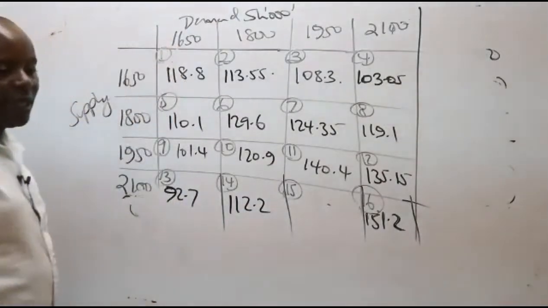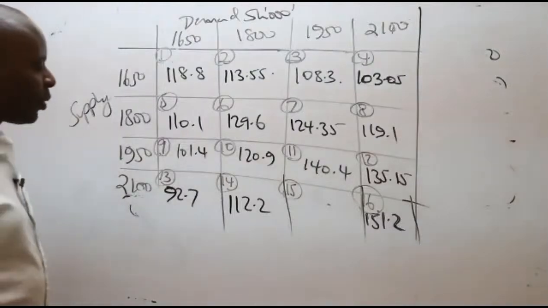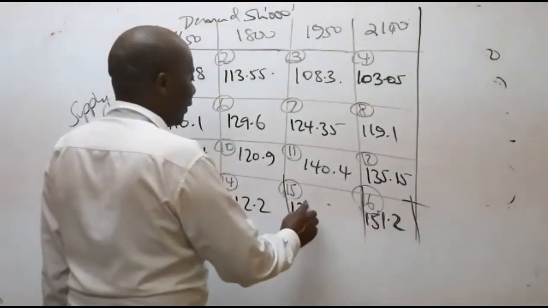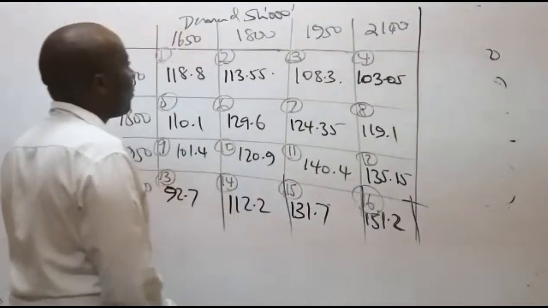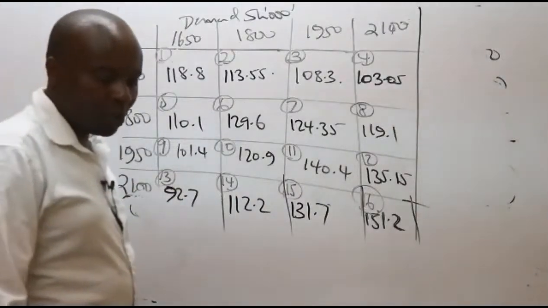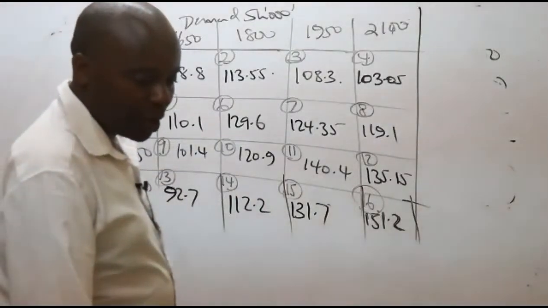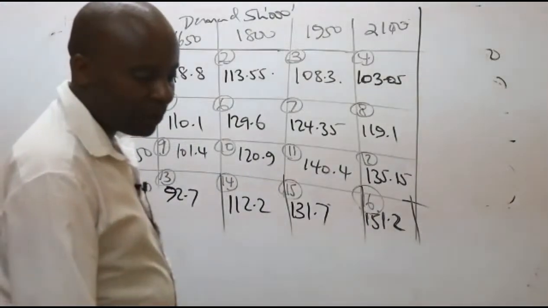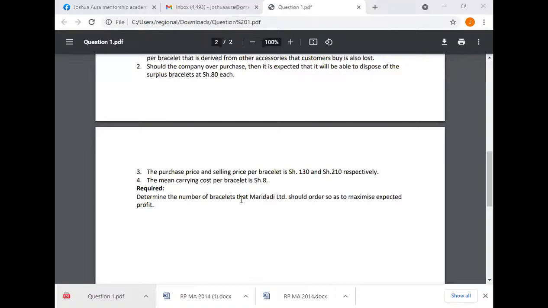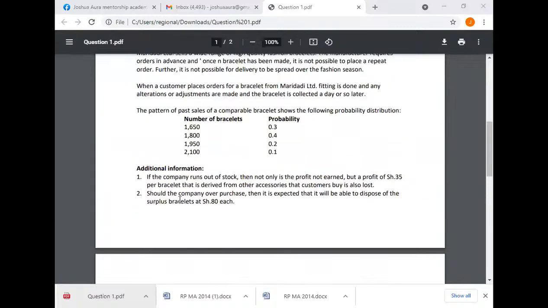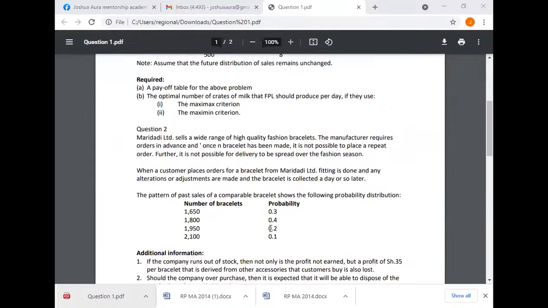The last one, cell number 15, 131.7. Ladies and gentlemen, then what they expect us to do is to give them expected profits. So determine the number of bracelets that Maridadi Limited should order so as to maximize expected what? Profit. So then, ladies and gentlemen, these are the probabilities. I need to come here and fix the probabilities on the demand.